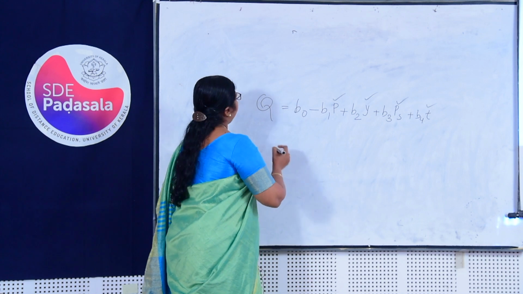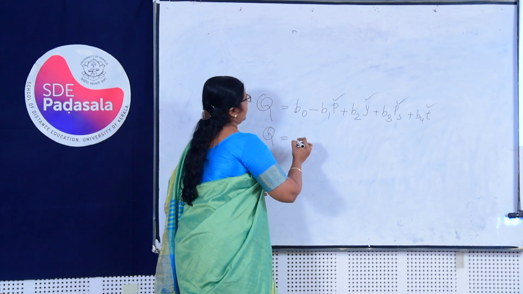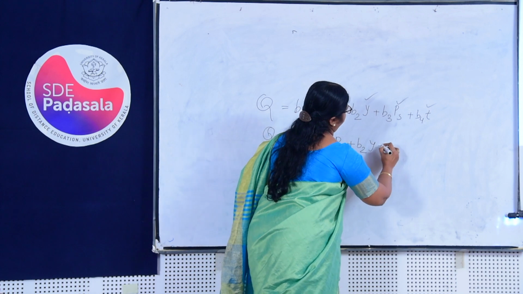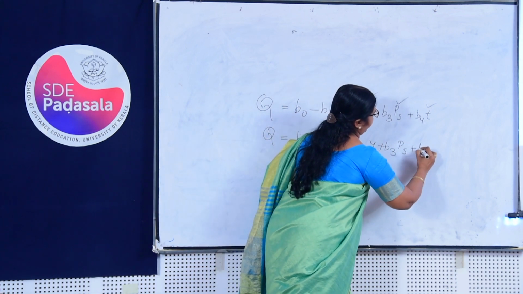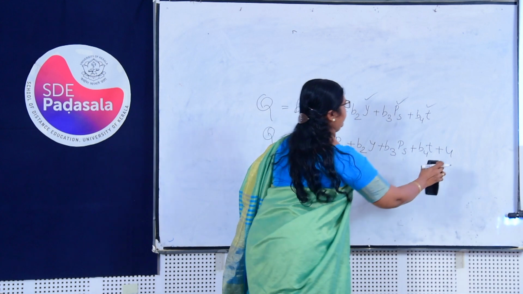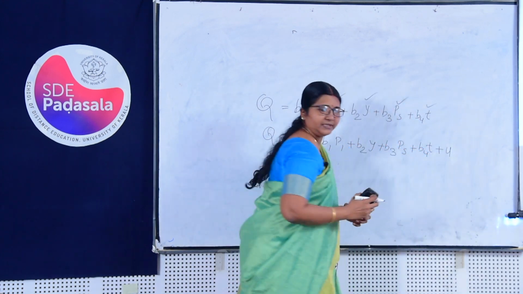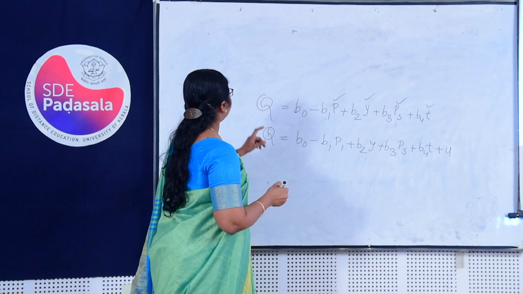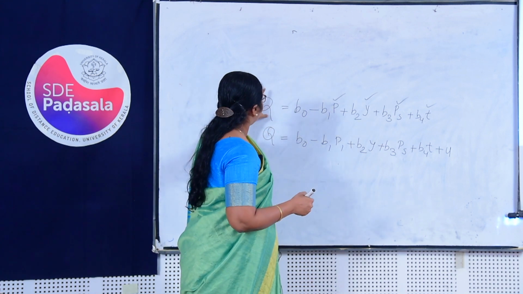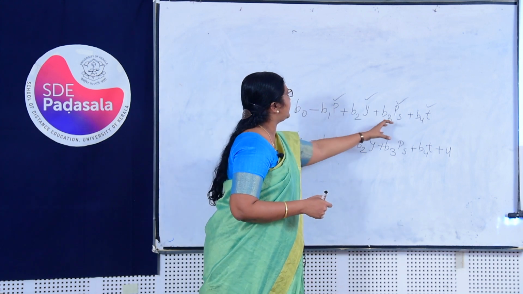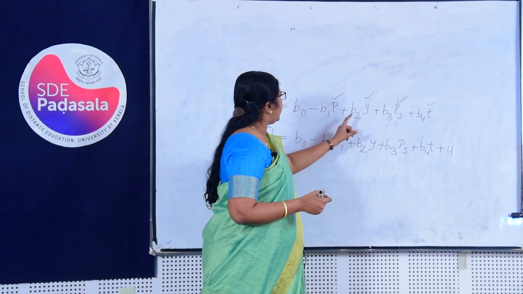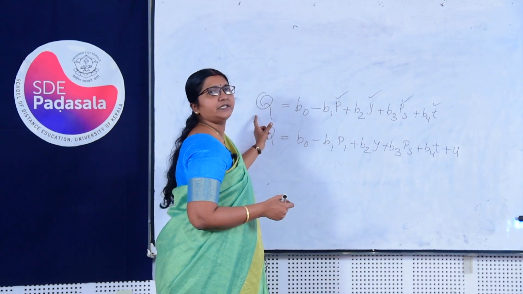Now let us examine an econometric model. Q is equal to B0 minus B1P plus B2Y plus B3PS plus B4T plus U. This is an econometric model. What is the difference between a mathematical model and an econometric model? In the mathematical model, the relationship between the dependent variable and various independent variables is exact. That means only these independent variables influence the dependent variable.